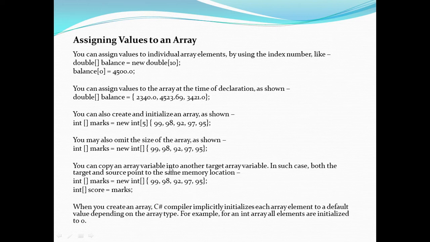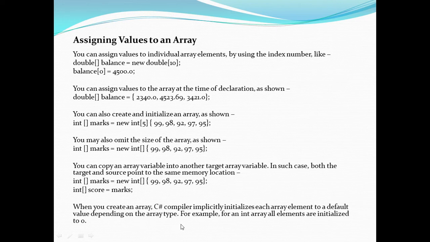You can copy an array into another target array variable. In such a case both the target and source point to the same memory location, meaning it becomes an alias. Here first we created a marks array of 5 elements, and then we created a score and set it equal to marks, so both of them point to the same memory location. They have 2 names, because the array here is a reference variable.